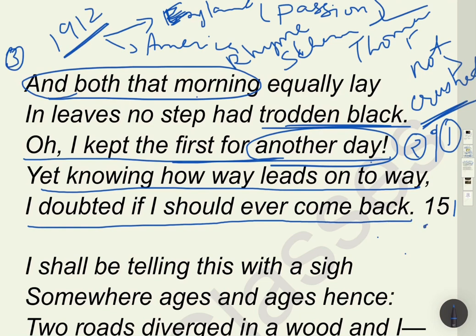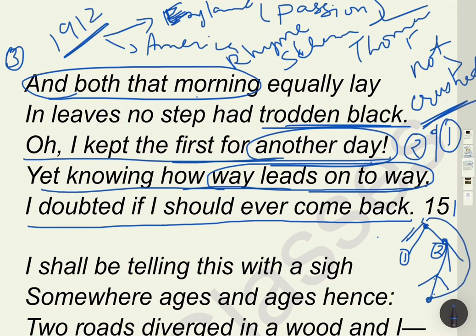Now see, suppose he is standing over here. He had selected road 2, and he knows very well that this road is again going to diverge into two or three other roads. Again he has to make choices. Again it would be diverted into two or three other roads. So he knows very well that this way will lead on to another way, and I doubted if I would be able to come back. It means it is quite impossible that once you have come over here, you can go back and start on the first road.